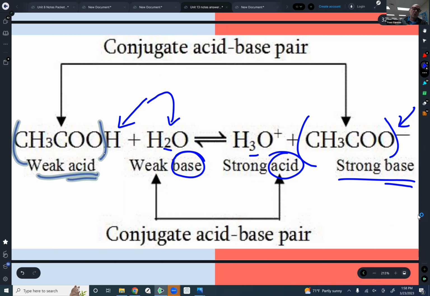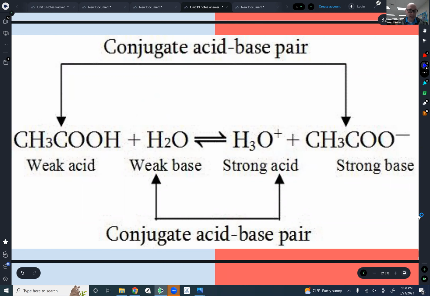Now, one of the other sides of this that we will talk about later is that if it's strong on one side, it becomes weak on the other. So if you are a strong acid, you will become a weak base. If you are a strong base, you will become a weak acid, and vice versa. If you're a weak acid, you become a strong base. They reverse whenever they go over to the other side.